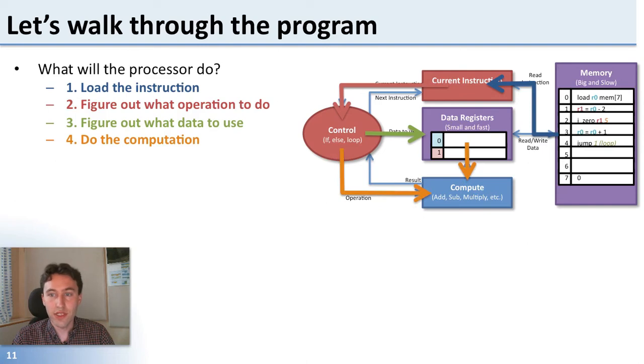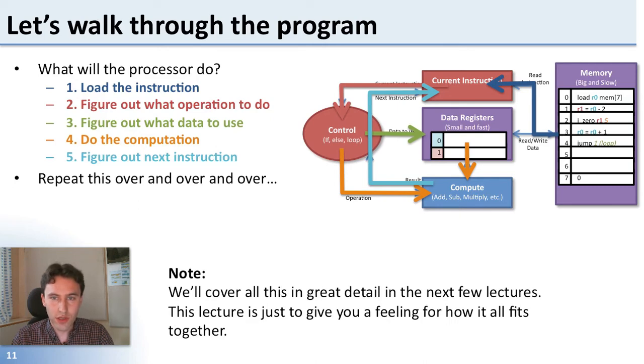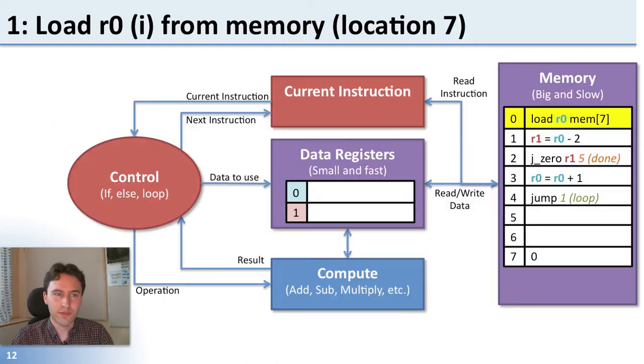And to do that, we need the data from the data registers, and we need to take the operation from the control logic. Then it's going to figure out the next instruction, possibly using the result of the computation if it needs to do a branch, and it's just going to repeat this over and over again until the program's done. So we'll cover all this in a lot more detail later on. Right now you want to get a feeling for how it all fits together.